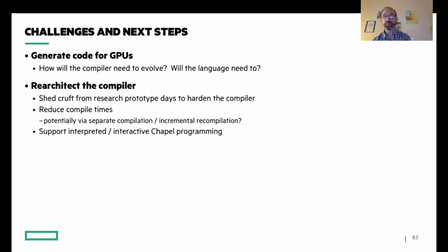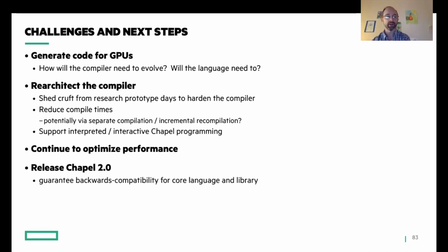And we also hope to introduce an interpreted or interactive Chapel programming mode where you could be in your Jupyter notebook writing Chapel code line by line rather than going through the compile cycle. We're always going to be continuing to optimize the performance. There's always more to do there. We're also working on releasing Chapel 2.0, which is essentially a version of the language in the future which will guarantee backwards compatibility for the core language and library so that users don't have their code break with each release.